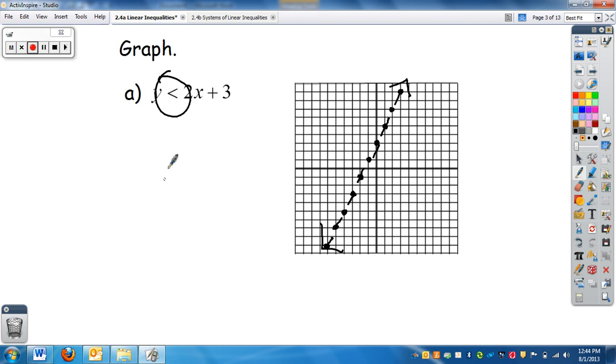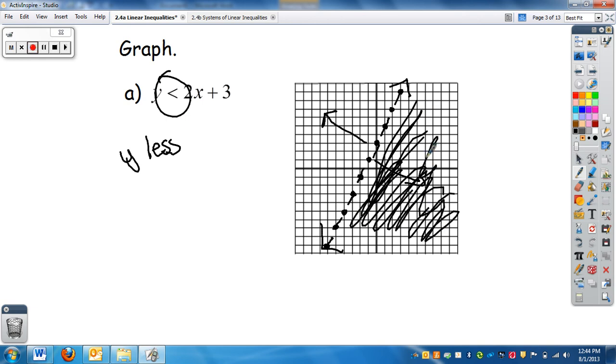And then I need to shade. Y is less than our equation, so we need to shade below. So you have two sides. You have this side, and if I draw an arrow from the line, this arrow is going up. If I draw an arrow going this way, away from the line, it's going down. So I'm going to shade this side of the line. And that is it. You're done.